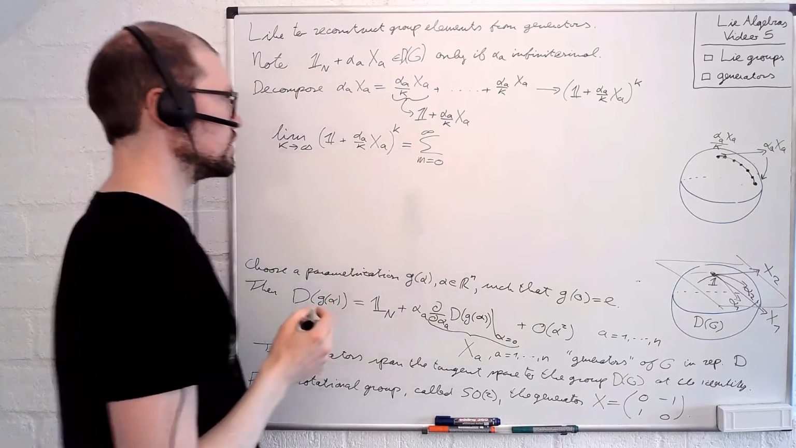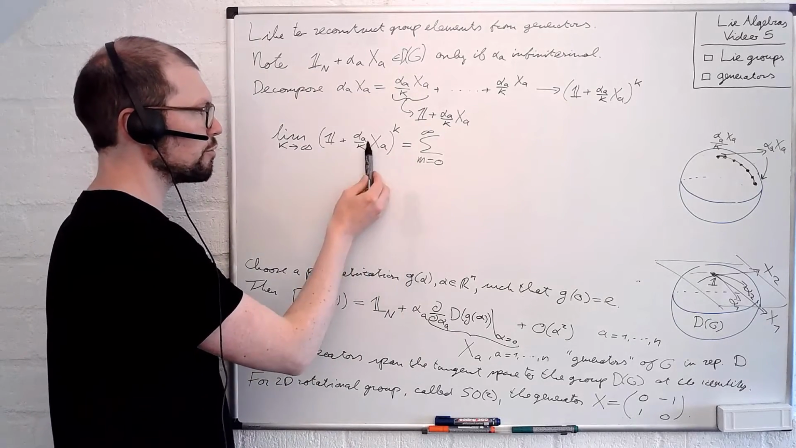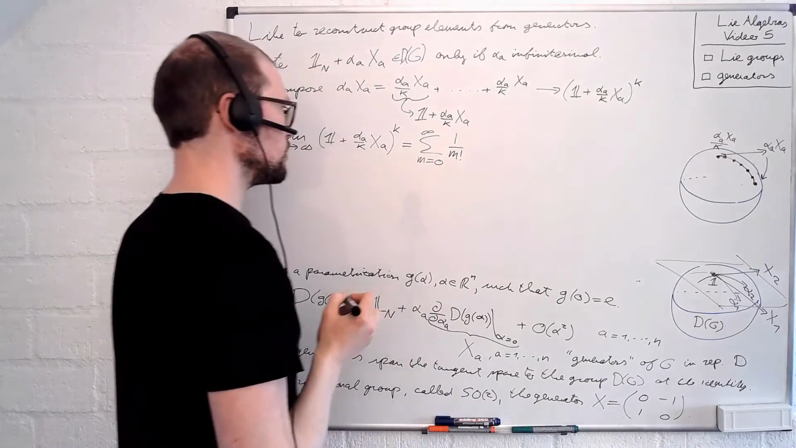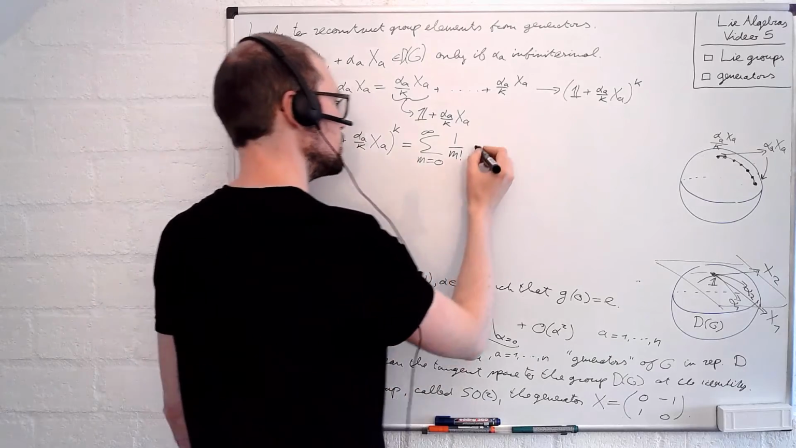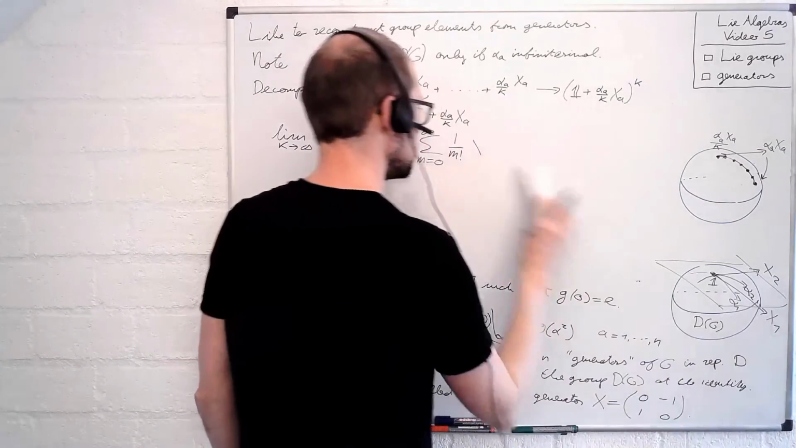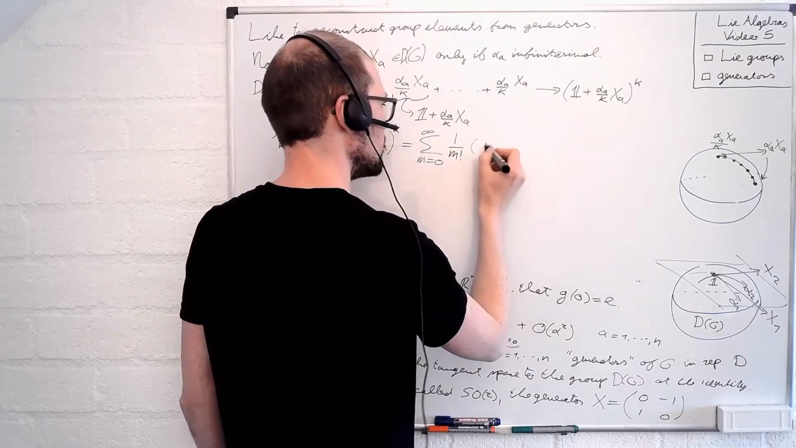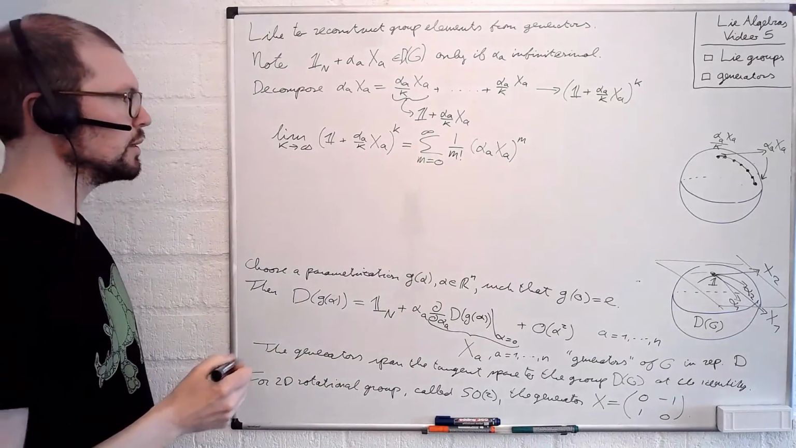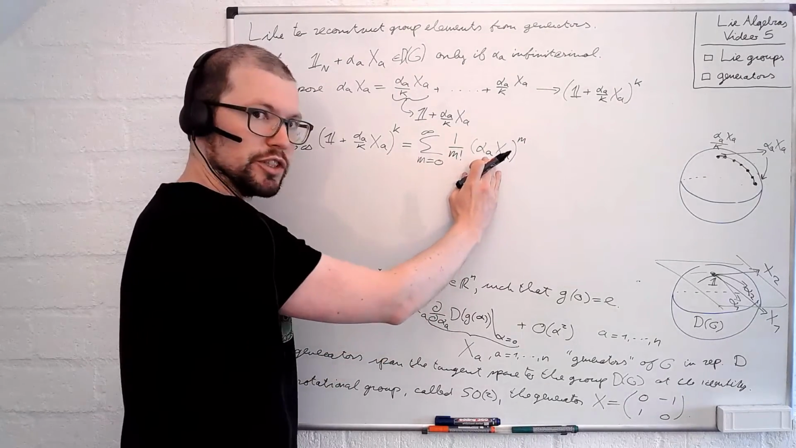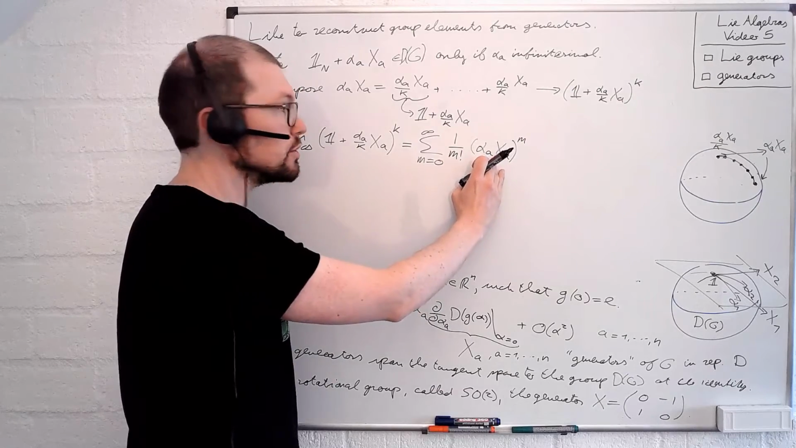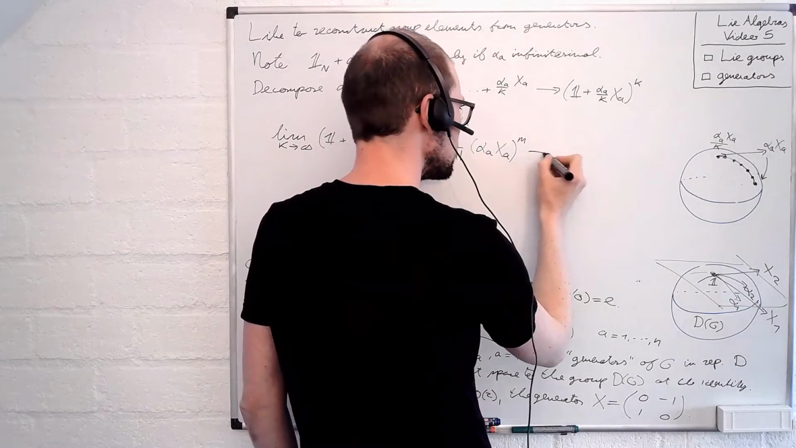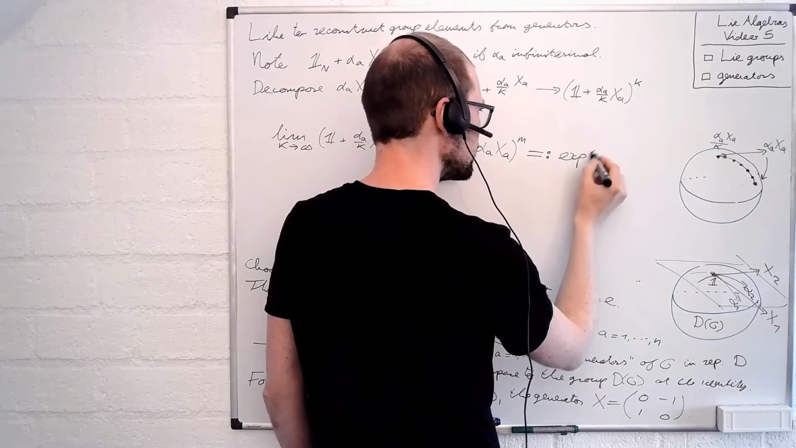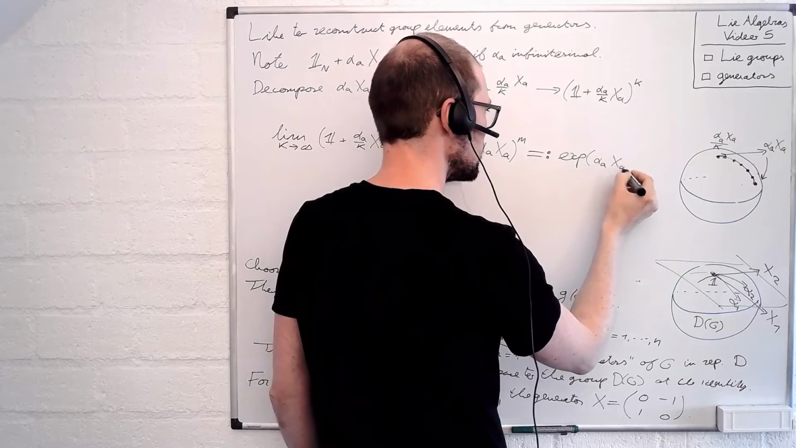Sum over m from 0 to infinity, where we collect all mth powers of x. And if you check, what you get as a combinatorial factor is 1 over m factorial times (alpha^a x_a) to the power m. But this, if you forget that these are matrices, is just the expansion of the exponential. So let's just say that this defines for me the exponential of a matrix, alpha^a x_a.